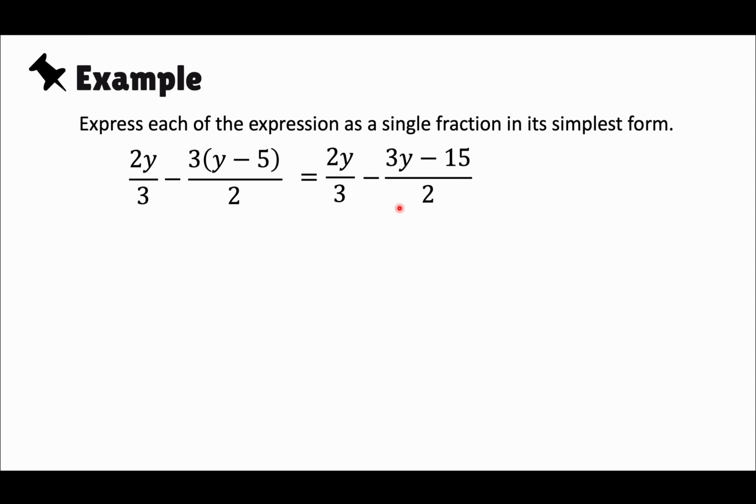Now, we have to identify the LCM because our goal is to make them similar fractions, right? To make the denominator the same. So the LCM of 3 and 2 is 6. Okay, so our denominator is 6.